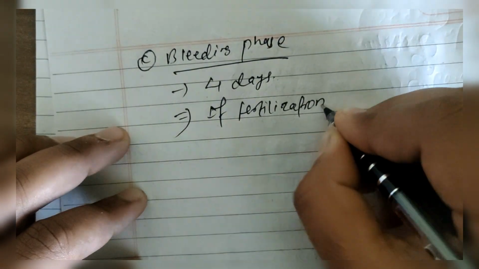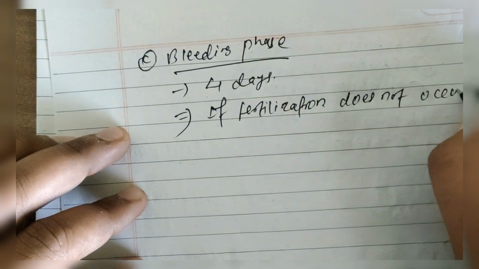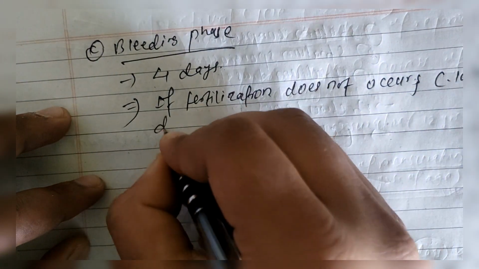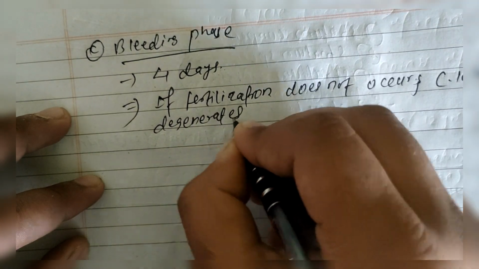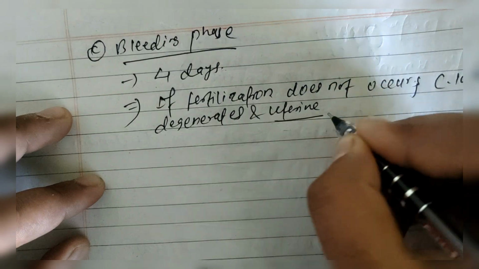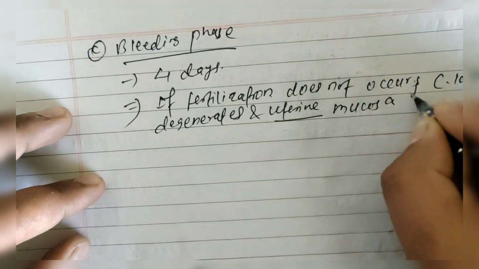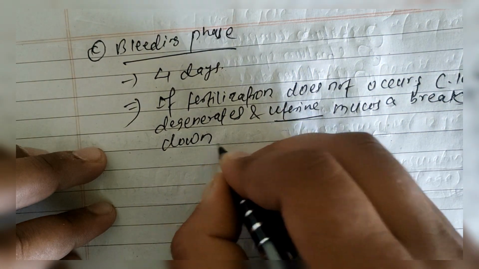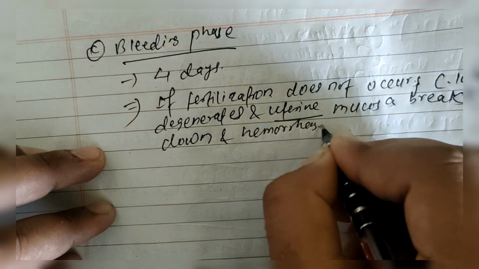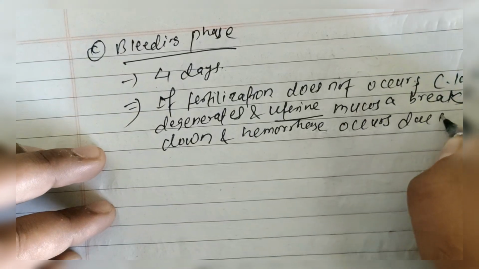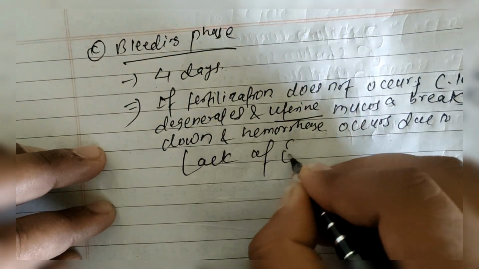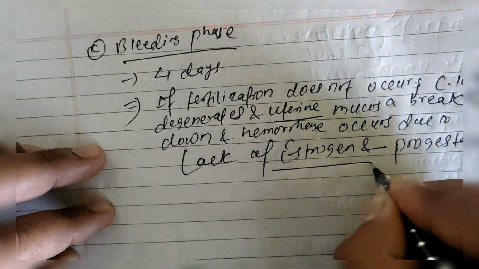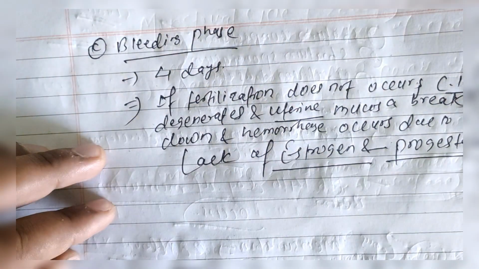So see, if fertilization does not occur, the corpus luteum degenerates, and the uterine mucosa breaks down and hemorrhage occurs due to lack of estrogen and progesterone, because the corpus luteum produces the estrogen and the progesterone.